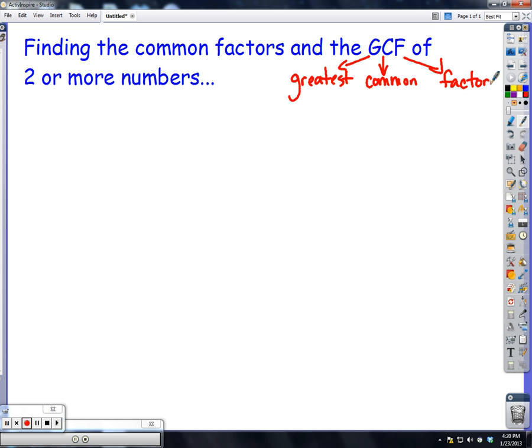So we use the greatest common factor when we work with fractions. And so this is another what I call important fraction puzzle piece that you're going to need in order to work with fractions successfully. So first, let's go through how to find the common factors, and we'll start off with just a pair of numbers. So let's say you want to find all of the factors that both the number 16 and the number 18 have in common with each other.